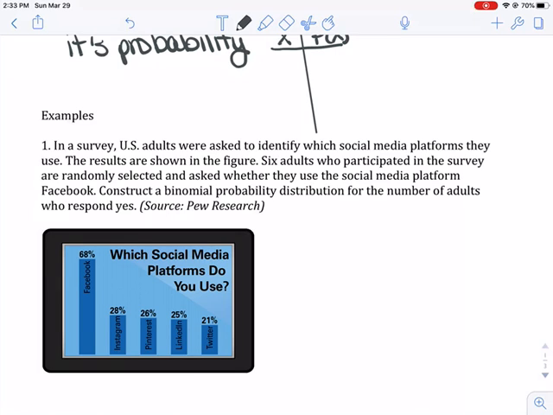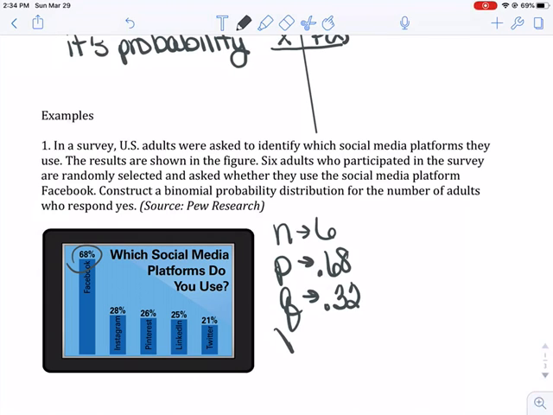So this is a binomial, even though you have multiple choices, it's either Facebook or not Facebook. So those are your two choices, and that's why this is going to be considered a binomial. All right, so let's identify N, P, Q, and X. N, remember, is 6 adults, because that's how many we talked to in our survey. Probability of success is going to come from over here at Facebook, so 0.68. Remember, Q is the probability of failure, which is 1 minus 0.68, or 0.32. And X is going to assume values from 0 to 6.